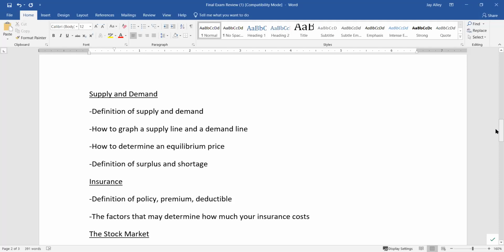Do you know what it means to say you have a policy, an insurance policy? You got a premium that you have to pay. What's the deductible? These are practical things that every person has to deal with at some point in their life. You're going to have to get car insurance. You're going to have to probably get renter's insurance or homeowner's insurance.